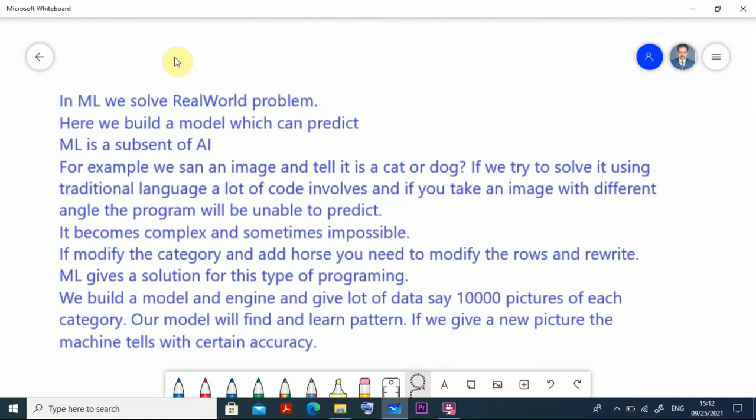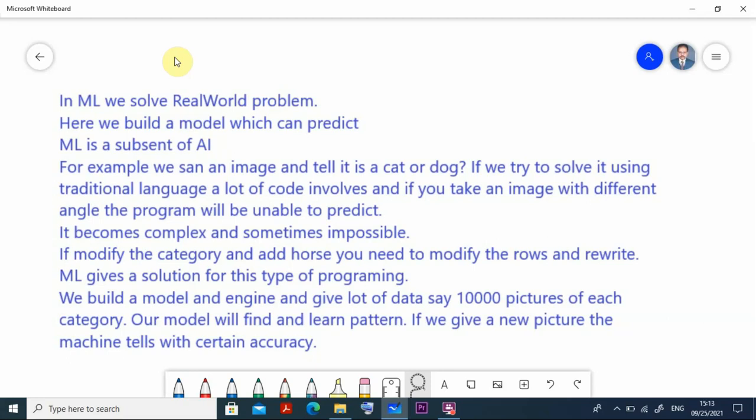Machine learning is also a subset of artificial intelligence. For example, we can scan an image and tell whether it is a cat or dog. If you try to solve it using traditional languages, a lot of code is involved, and if you take an image from different angles, the program will be unable to predict it. You get it now? So these are some of the demerits of traditional programming. It becomes complex and sometimes impossible. Suppose we modify the category and add a horse. Initially it was dog and cat, and I added a horse. So we need to modify the rules and rewrite the entire code.